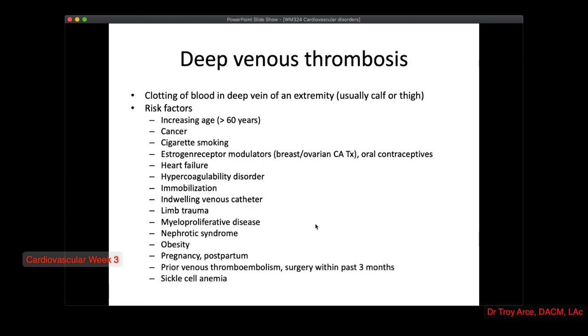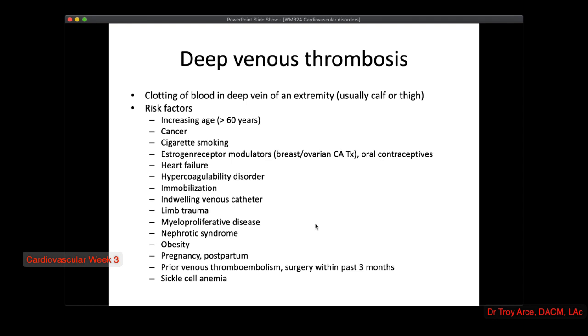DVT, we discussed this, I think, in prior lectures. At least we talked about clotting of blood in a deep vein of an extremity, usually a calf or thigh. Greater than 60 years, some of the risk factors involve cancer. Cigarette smoking comes up in just about every disorder as a risk factor, right? Estrogen receptor modulators, oral contraceptives, heart failure, hypercoagulability disorder, and immobilization.